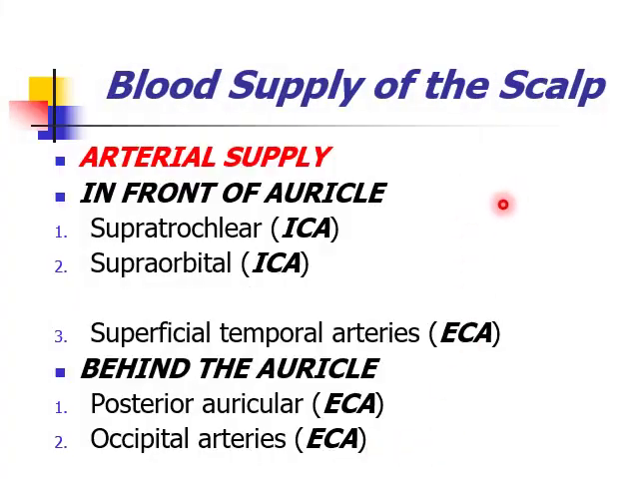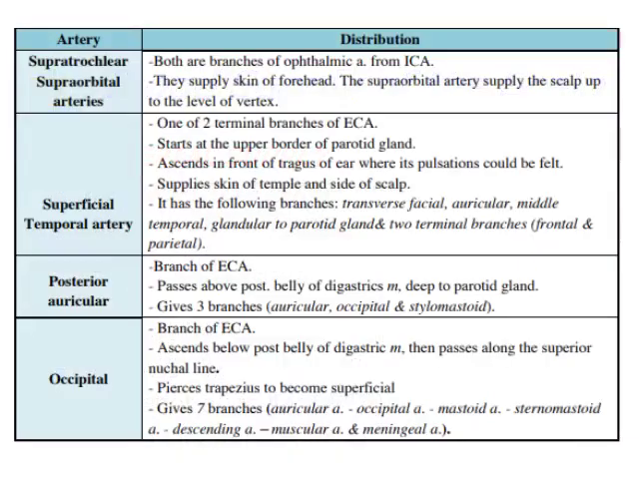The 3 arteries, superficial temporal, posterior auricular, and occipital, are coming from the external carotid artery. So the arterial supply from the front, as we said, is the supraorbital and supratrochlear coming from the internal carotid, and the superficial temporal coming from the side of the scalp. Behind the auricle, we've got the posterior auricular and occipital. All 3 are coming from the external carotid artery. This is the blood supply of the scalp. The table describes the branches, where they come from, and which parts of the scalp they supply.